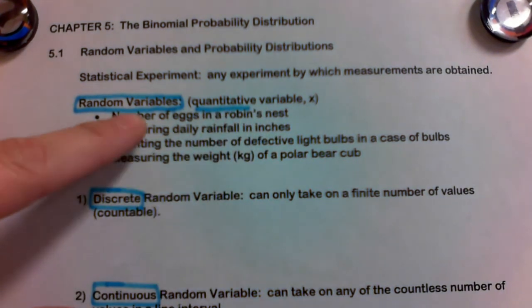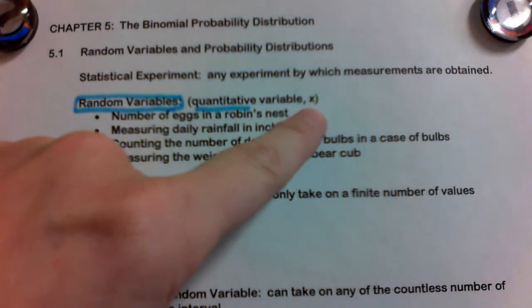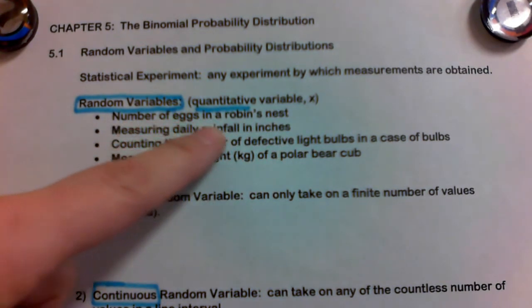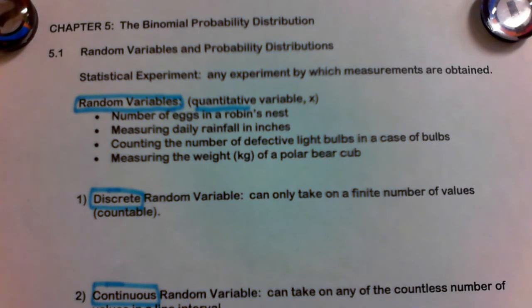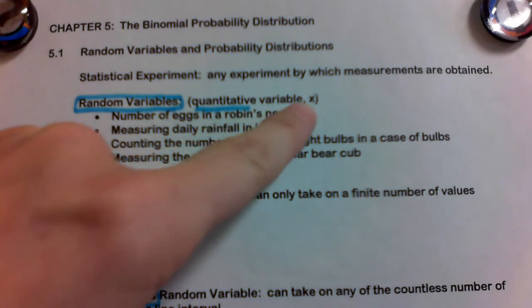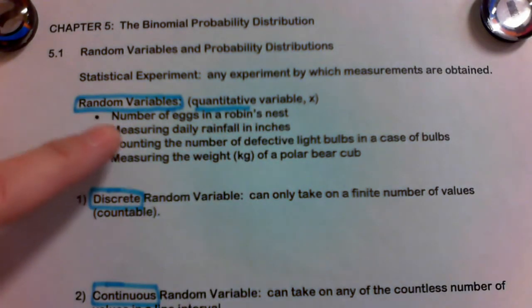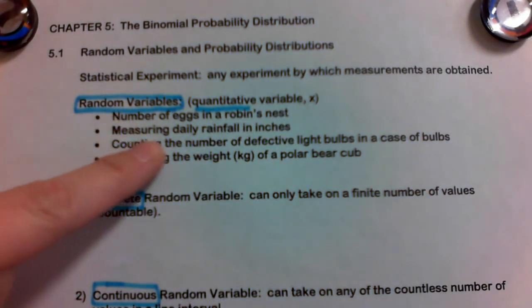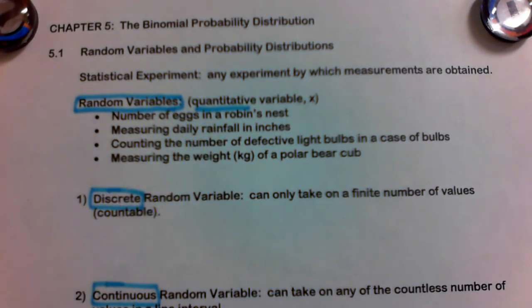Such as a random variable, which is also known as an X variable, is the number of eggs in a robin's nest. So when you gather data, you'd go look in bird's nests and you'd say, okay, there are 0 eggs, there are 5 eggs. So you're gathering a quantitative or a numerical value, and it's known as an X value. Another random variable would be measuring daily rainfall, counting the number of defective light bulbs, measuring the weight of a polar bear. So those are all examples of random variables.